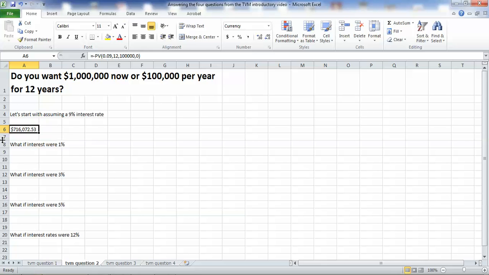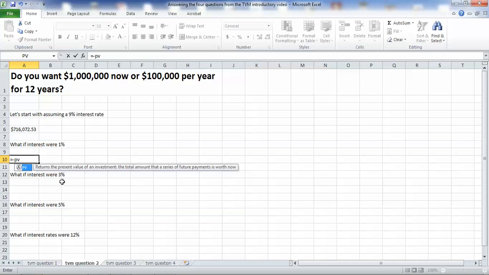So what if our interest rate were just 1%? And that's more like today's environment. So let's take an equals negative. Don't forget that negative sign or you're going to get a red number. Well, here, I'll show you. PV, and our rate is 0.01. Our number of periods is 12. Our payment is 100,000. Enough zeros? Nope. And our future value is 0.